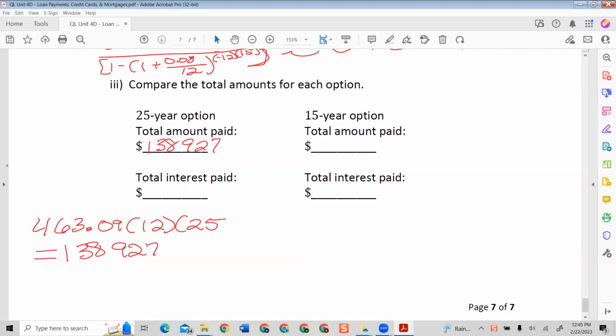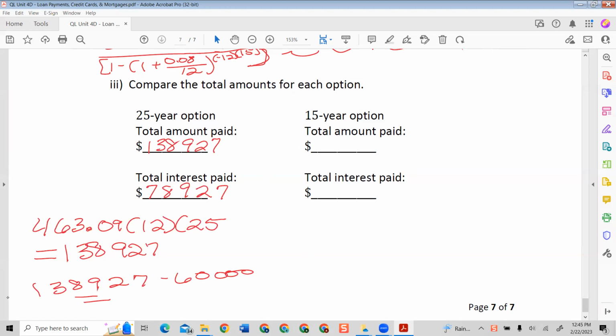All right, now let's figure out the interest. So I'm going to take that total, subtract the amount that we actually borrowed. And this is going to tell me how much I'm paying in interest. So you're paying $78,927 in interest. It's crazy.